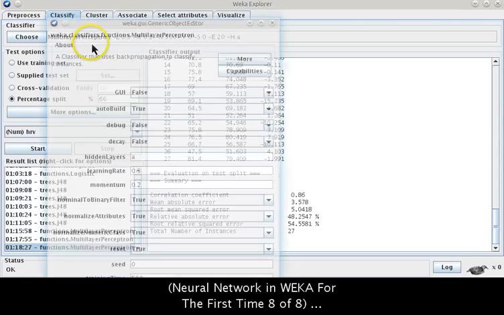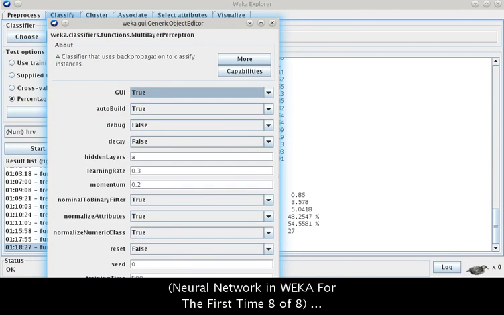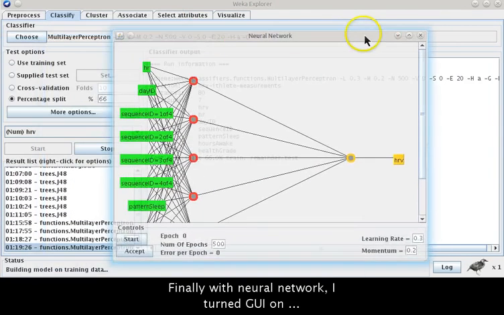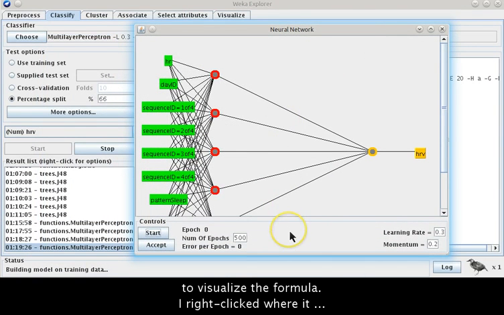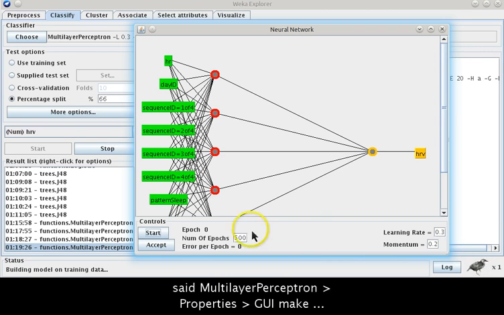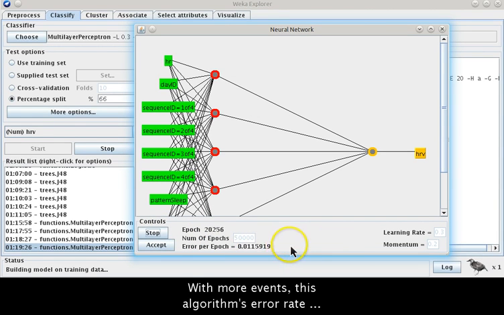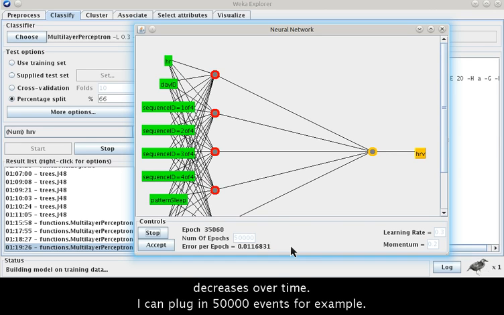Finally, with neural network, to visualize the formula, I turned the GUI on by right-clicking where it said multi-layer perceptron. So properties, GUI, make true, okay. To run it again, I click start. And I thought this visual is pretty self-explanatory, and you could see why they call it neural network. And on the bottom, those are events. With more events, this algorithm's error rate decreases over time. So I can plug in 50,000 events, for example, and it'll get smarter.